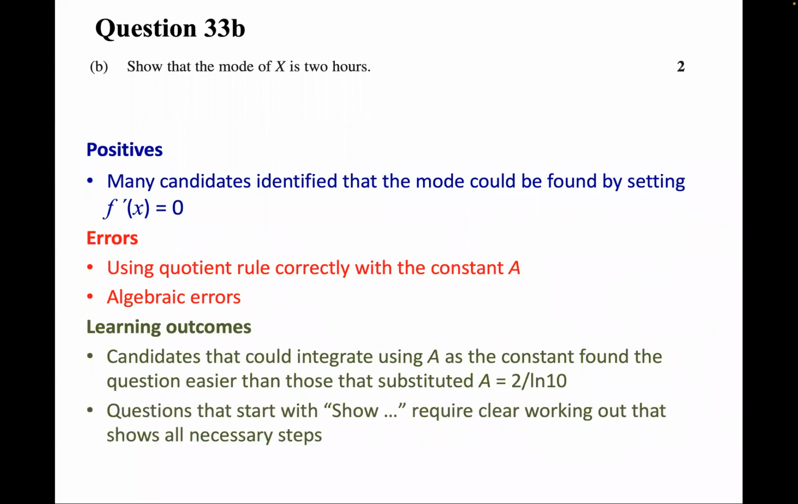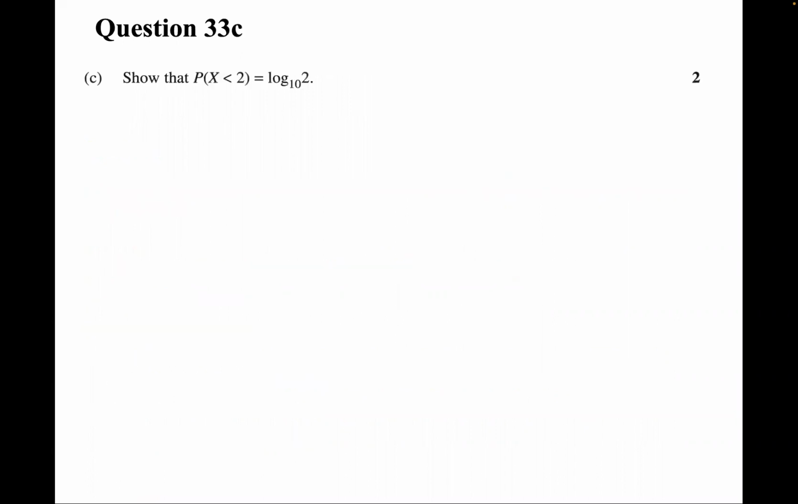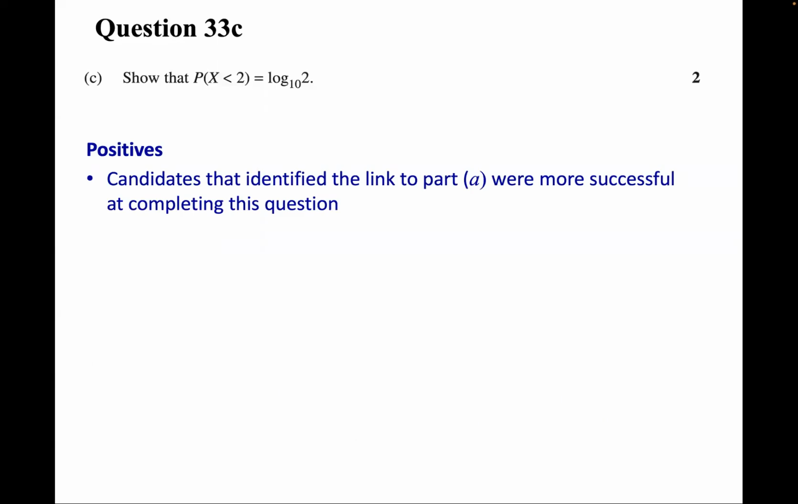Now, as I said before, questions that start with show that require clear and logical working out in order to convince somebody who's marking it that the student knows what they are doing. We're going on to Part C now. With Part C, where we're showing that the probability that x is less than 2 is equal to the log to base 10 of 2, candidates that identified that there was a link to Part A were more successful than anyone else at this question, obviously, because they saw that link. There's a strong link to Part A for this question.